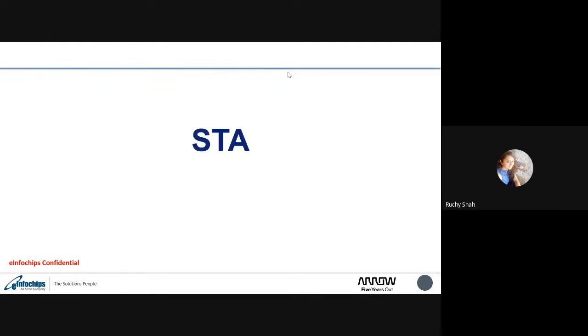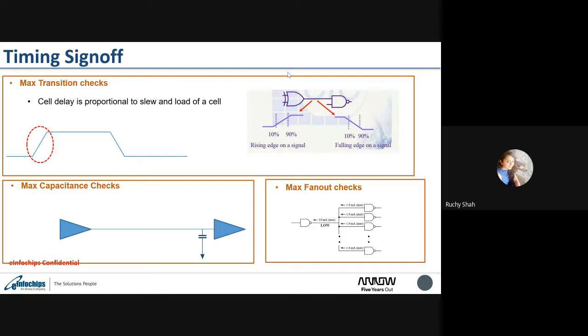So coming to the timing sign-off, which we also call STA, that is static timing analysis. First of all, max transition check, max capacitance, and max fan-out checks. These are collectively called DRV, design rule violations. So we first fix these DRVs, and max transition check is nothing but we cannot tolerate the transition time beyond a specific duration.